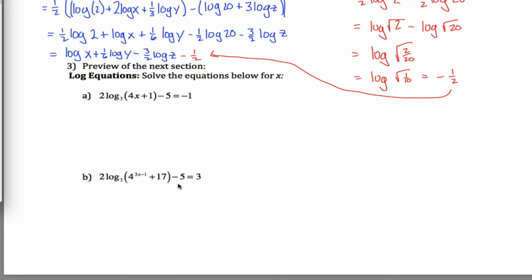These are log equations. So solve this equation for x. Get the x all by itself. How are you going to do that? Well, it's kind of buried in here, but I can uncover it. I could first add 5 to both sides of the equation. Gets me here. And I can divide both sides of the equation by 2.